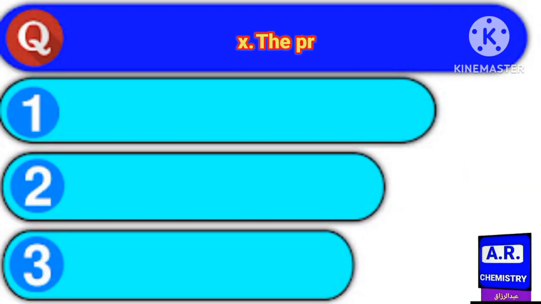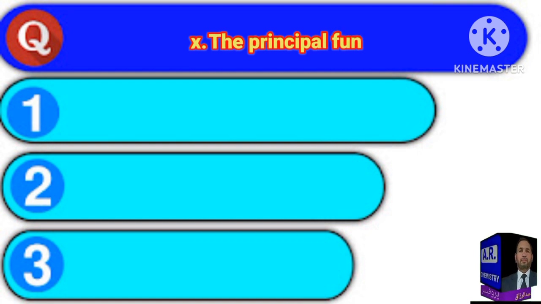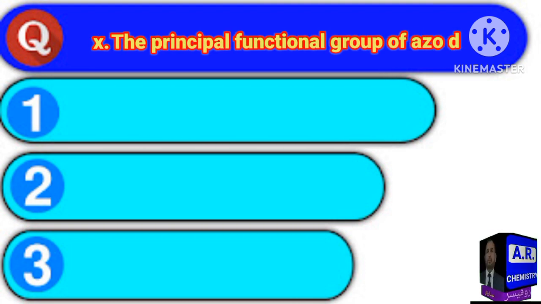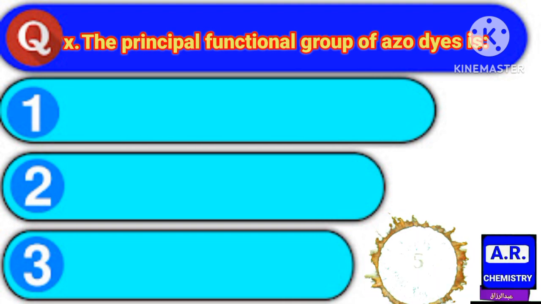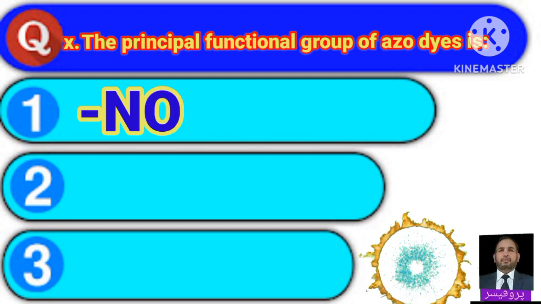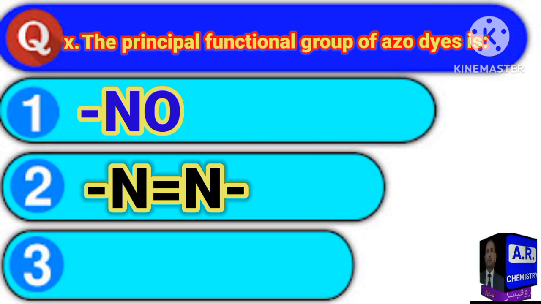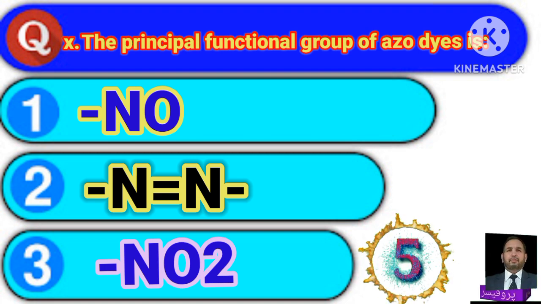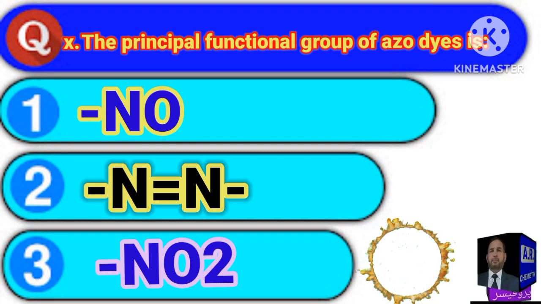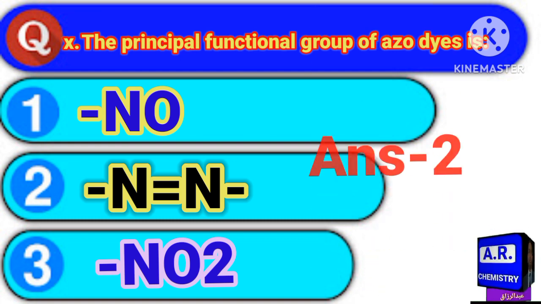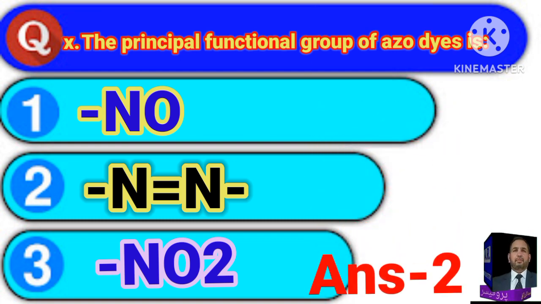Next is question number 10. The principal functional group of azo-dyes is number 1 NO, number 2 N double bond N, number 3 NO2. So please choose the correct option before the time is over. Yes, it is N double bond N, option number 2.